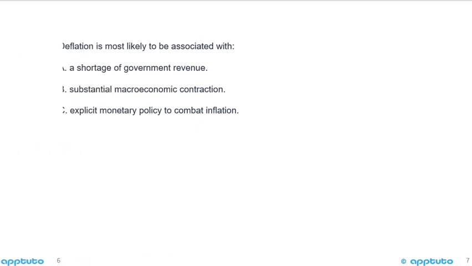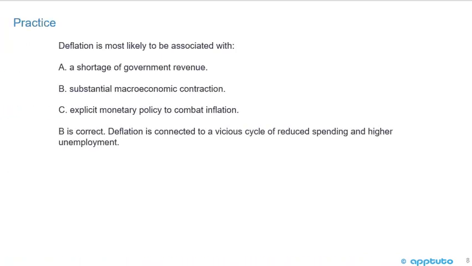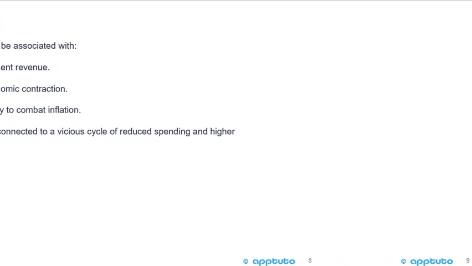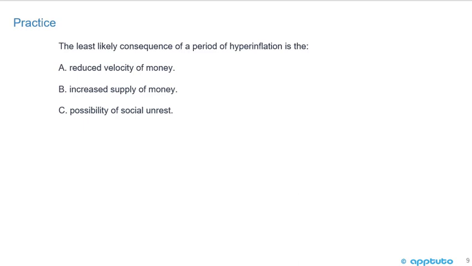Okay? 2 more quick practice questions to finish this LOS. Deflation is most likely to be associated with A, a shortage of government revenue, B, substantial macroeconomic contraction, or C, explicit monetary policy to combat inflation. So B is correct. Deflation is connected to a vicious cycle of reduced spending and higher unemployment. So deflation is most likely to be associated with substantial macroeconomic contraction. And one last practice question to finish this LOS.